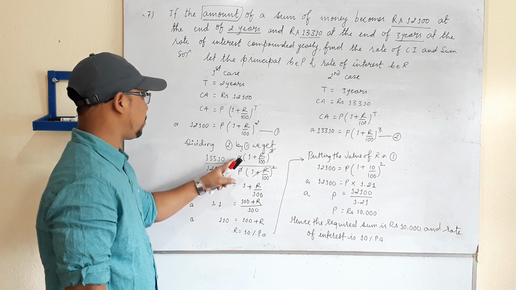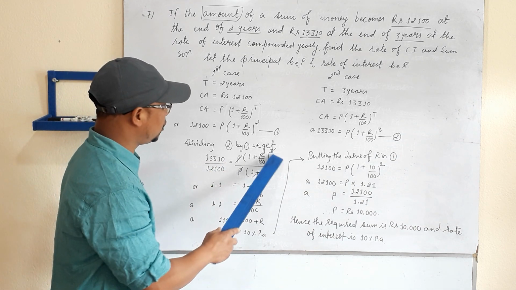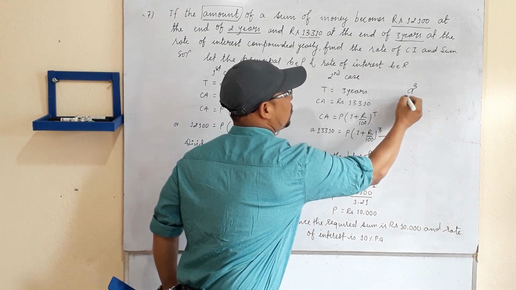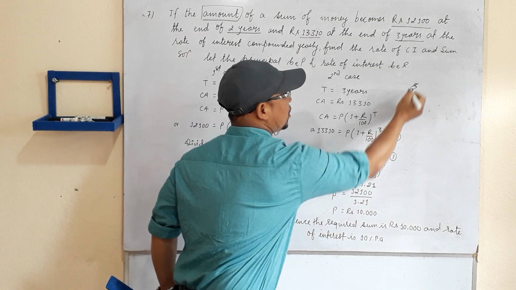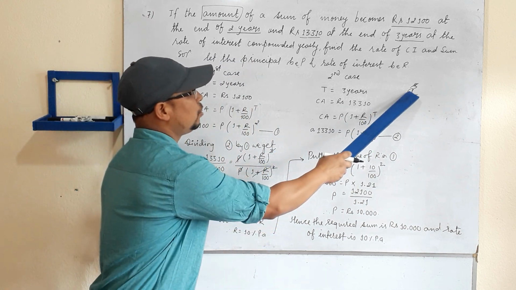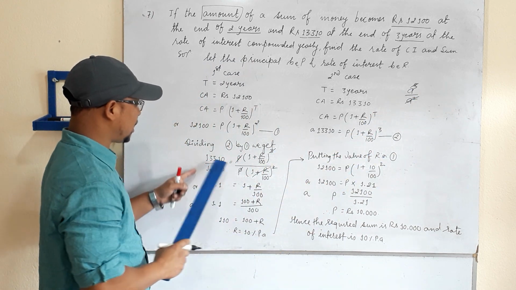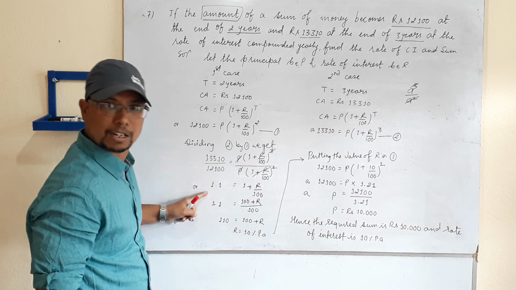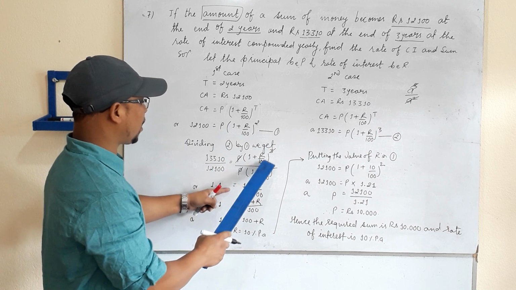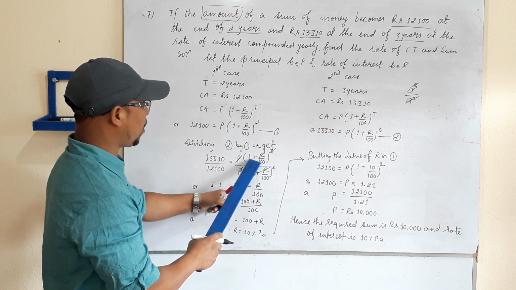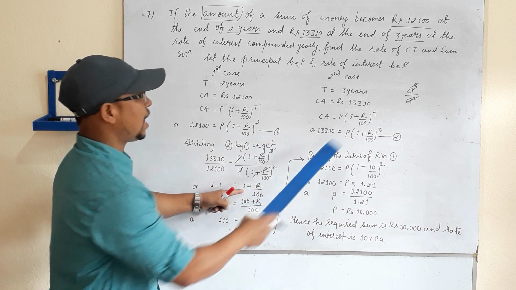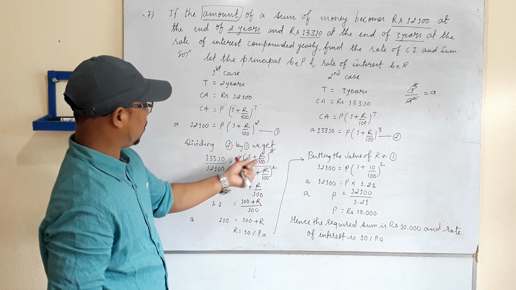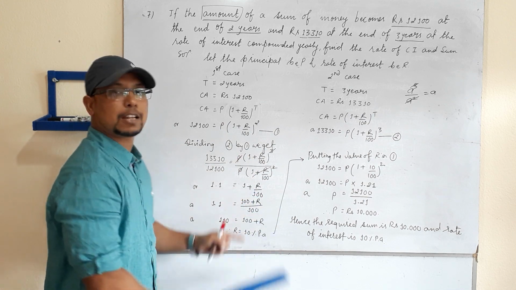Here P and P cancel. This is a cube and this is a square, so they cancel, and only one factor is left. If you divide 13,310 by 12,100 using the calculator, you will get 1.1. And on the right, only 1 plus R by 100 is left. So from here, let's calculate the value of R.